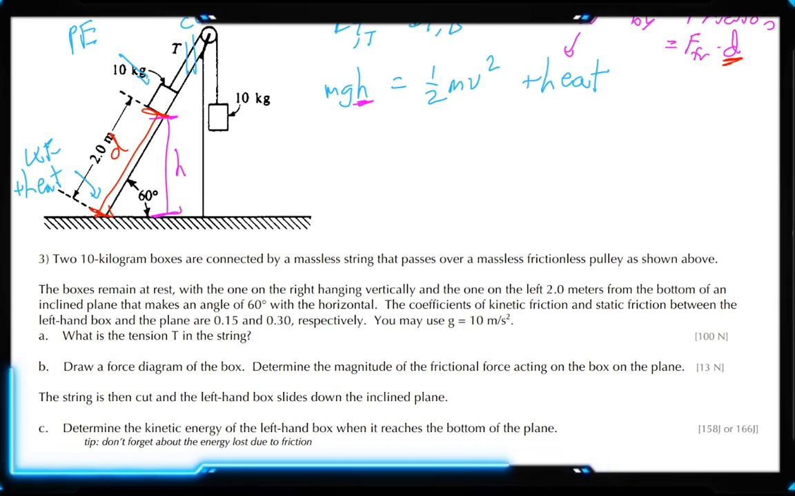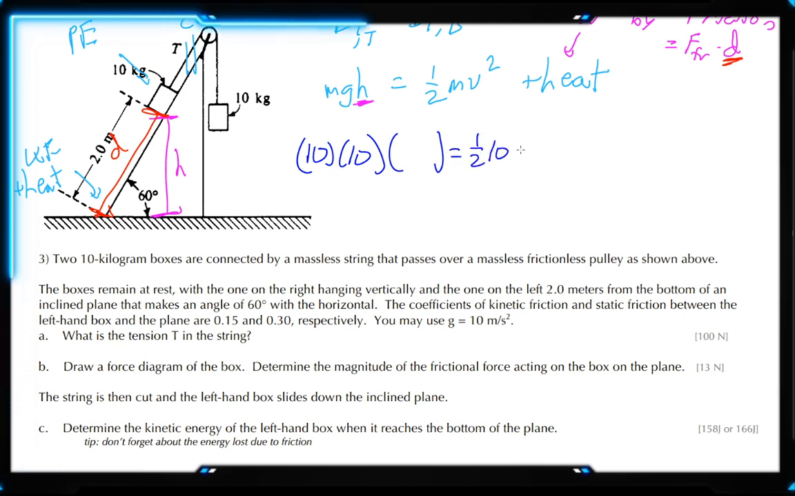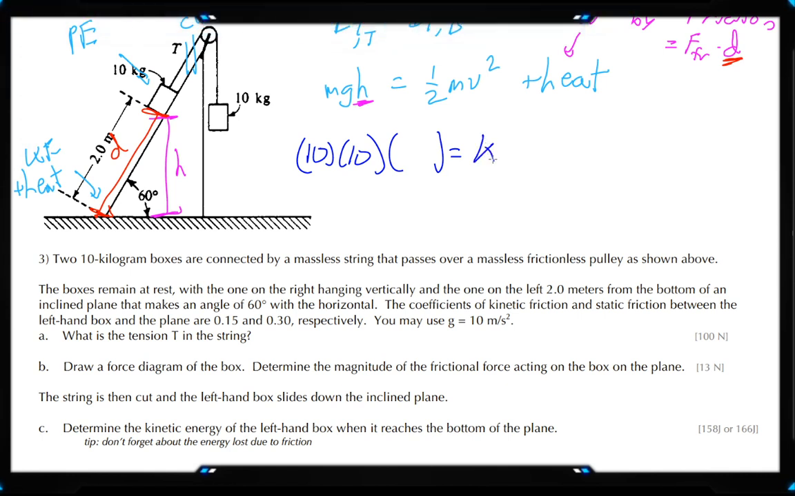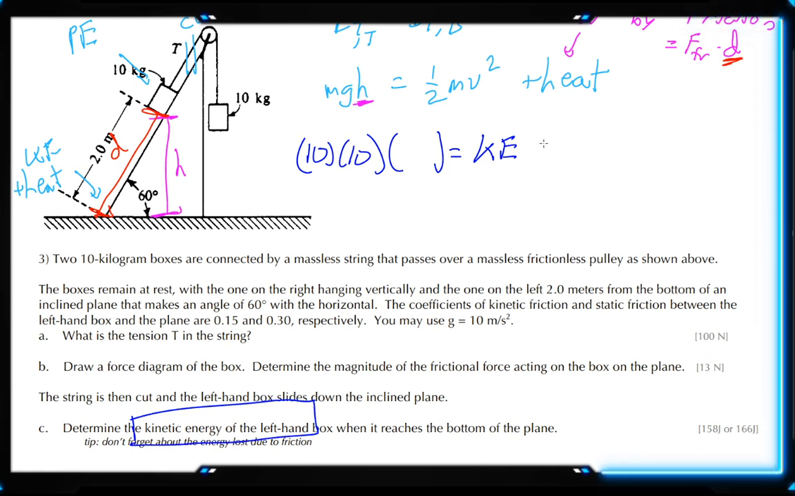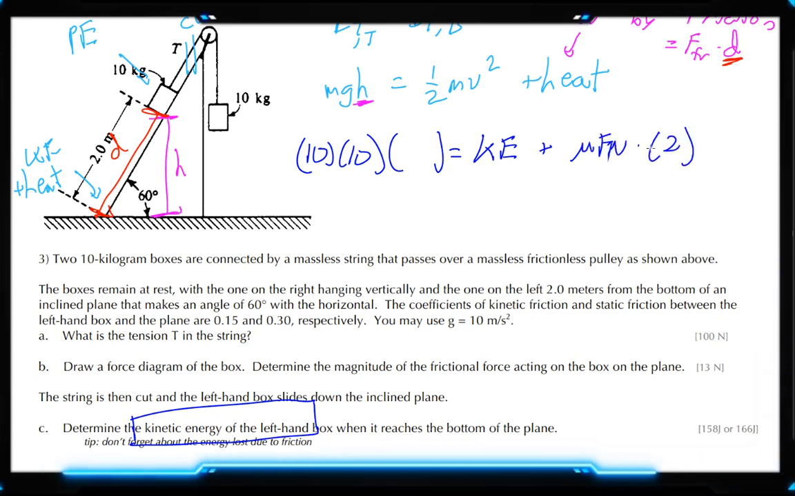Okay, so now we're ready to start plugging in some numbers. 10 times 10 times h, we'll get h in a moment, equals half 10. Oh, actually our goal is kinetic energy, so we have to leave this as KE. My goal is the kinetic energy at the bottom of the ramp, plus heat, the work done by friction. It's the force of friction, which is mu Fn, times 2. Okay, let's figure out these two unknown pieces.